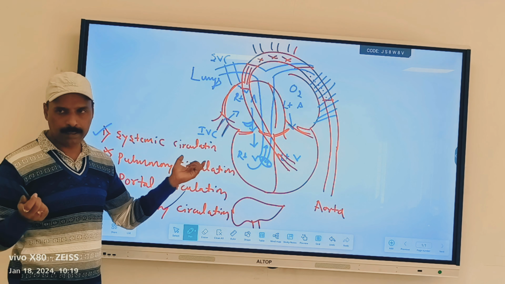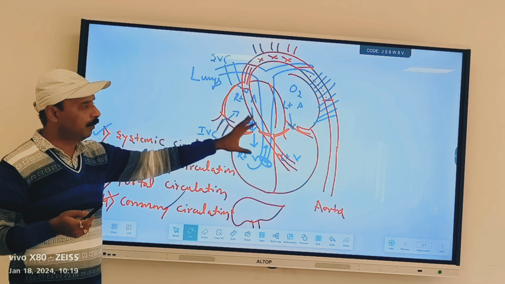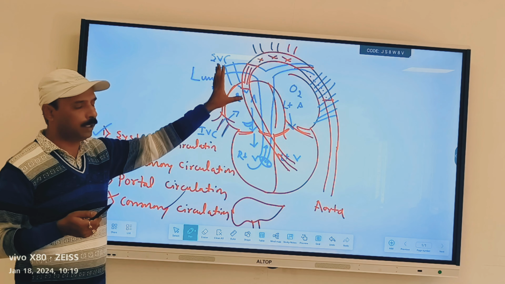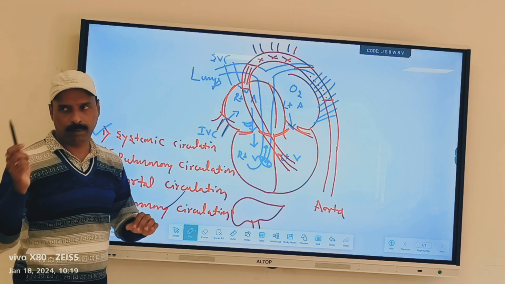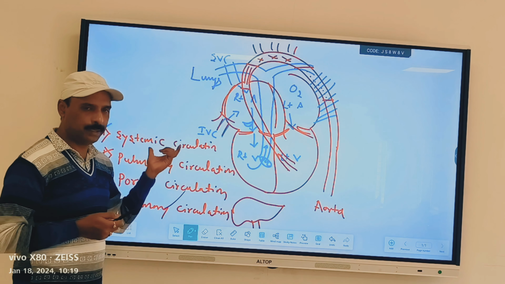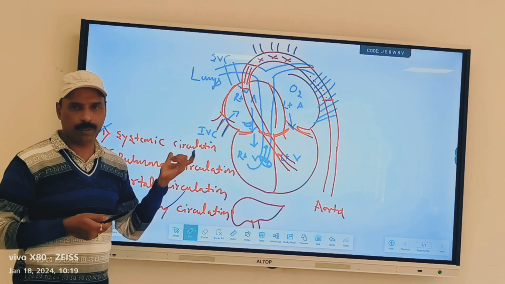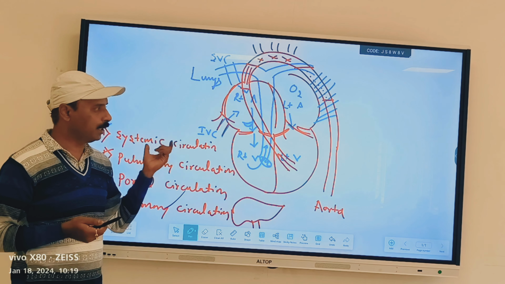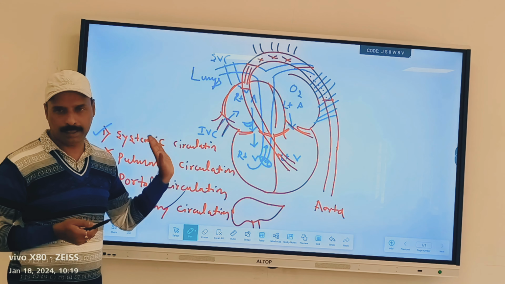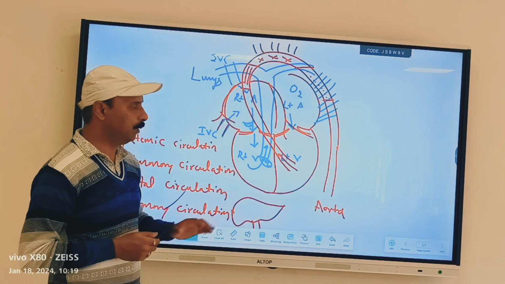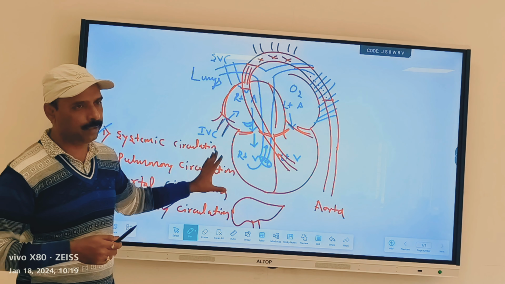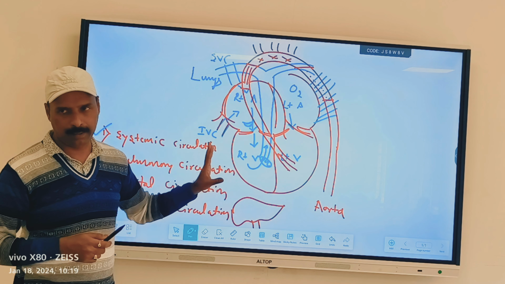Pulmonary circulation, lungs, is a very important thing, where deoxygenated blood goes to the lung and oxygenated blood is brought to the heart. That we call the pulmonary circulation. Systemic circulation: almost all the body receives the oxygenated blood and nutrition, and that we call the systemic circulation. So you should know all these 5 circulations and should not be confused about any of them.